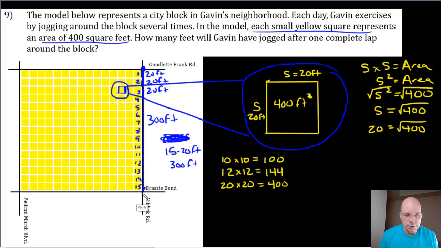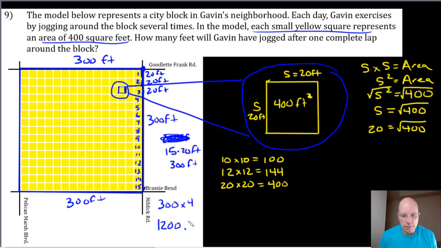But we know that the city block itself is a big square, and so each side is 300 feet. And so to go all the way around the city block, it would be 300 times 4, each side being 300 feet. 300 quadrupled is 1,200 feet, and that would be the solution to this problem.